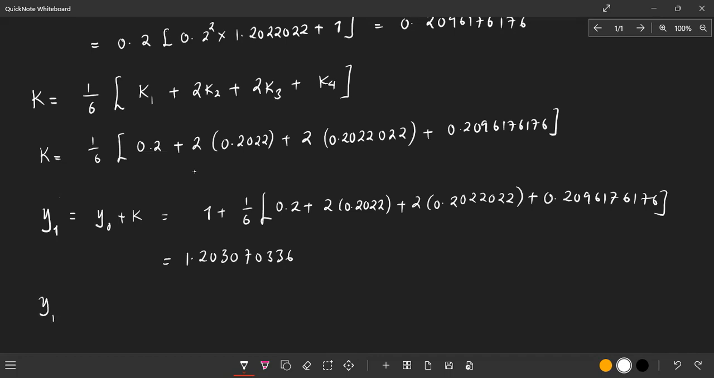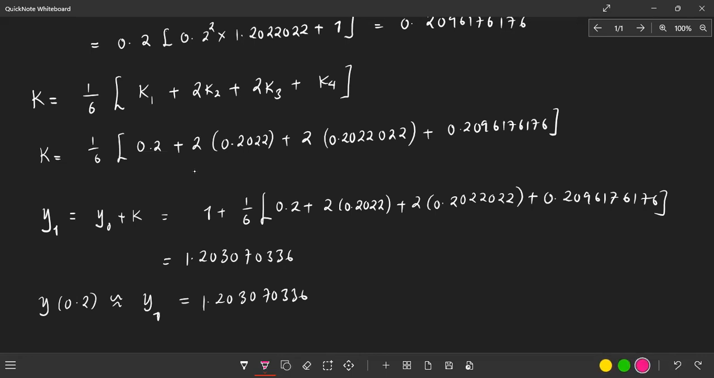So you can say therefore the approximation y at 0.2 is approximately equal to y1, and this is equal to 1.2030703336. As I said, please don't get confused. Some use different notations for this. Some use W, some use V, whatever it is. But I'm just taking y1, a Y here. It's just the same thing. So this is our solution here, that's the value of y at t equal to 0.2.